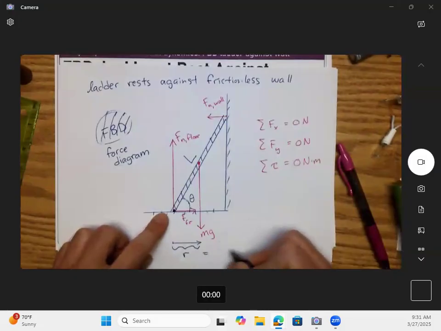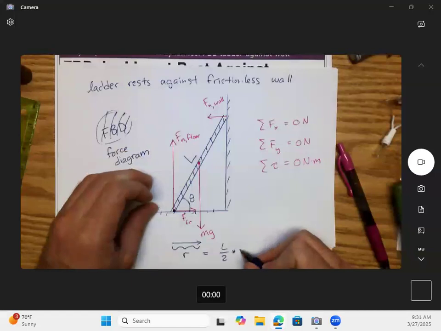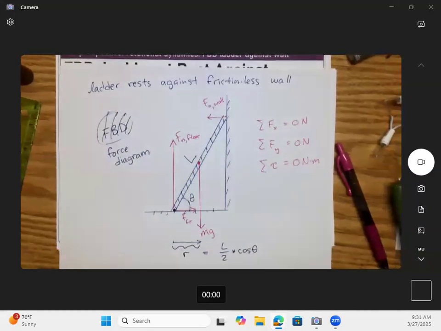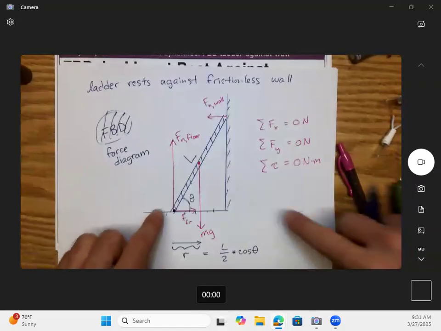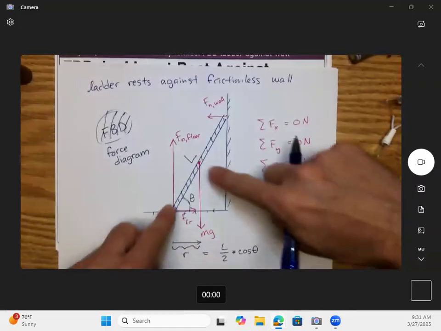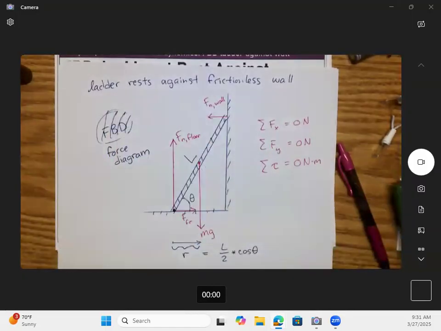Yeah. So L over 2, and then cosine theta. There you go. That'd be the radial arm for that, which would play into the equation. Torque equals this radial arm crossed with this weight, which would create some kind of clockwise torque. All right.